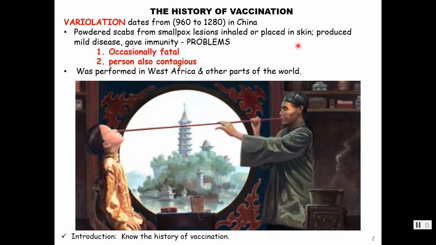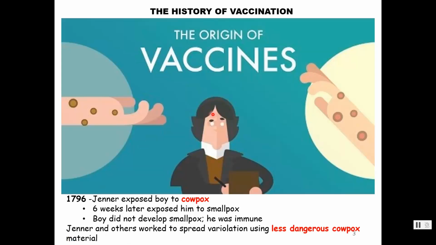There were a couple of problems with this process. It was occasionally fatal: 1 to 2 people in 100 died. Also, since they were actually infected with the smallpox virus, which was called variola, they were also contagious. They do know that this wasn't just happening in China. It was also being performed in West Africa and Constantinople, so other parts of the world were doing this as well, but this is the oldest record of it. So let's go ahead and get a little history lesson.